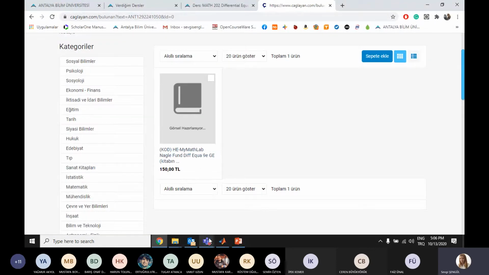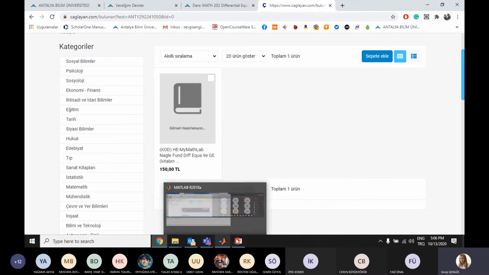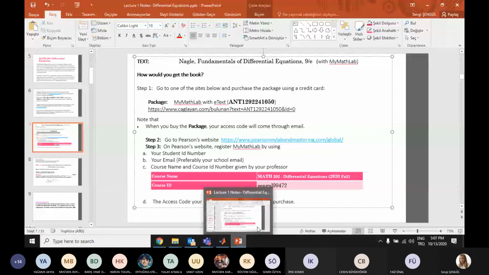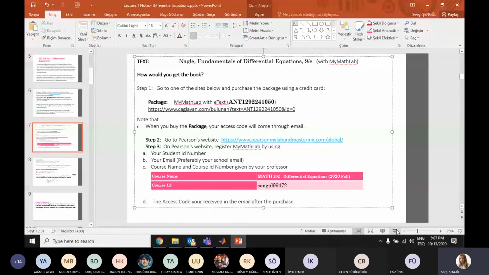It is 150 Turkish lira, and once you have it, you will receive the registration and the school course ID in your mail address. Check your mail address. With this code, you can go to Pearson MyLab and Mastering.com and search for our course. Our course ID is here, and you need to register for our course. The access code will also come to your email once you purchase it. Do you have a question for that? No? Okay.